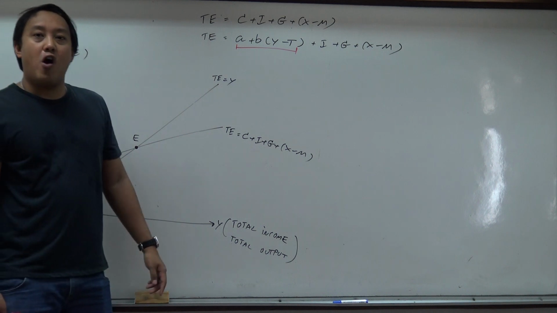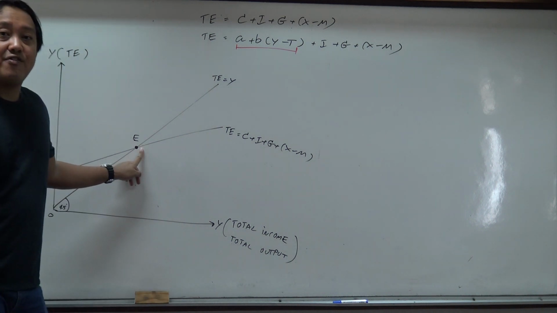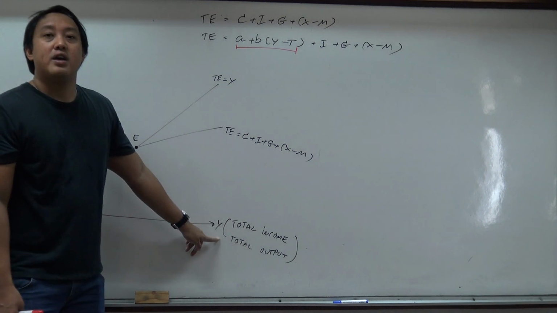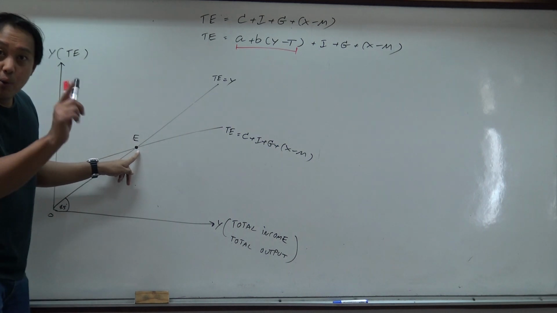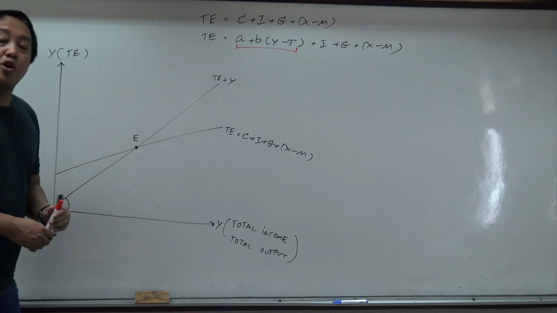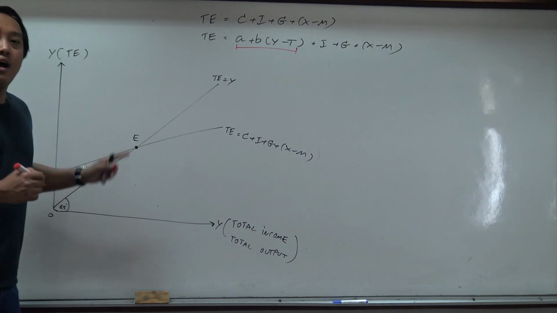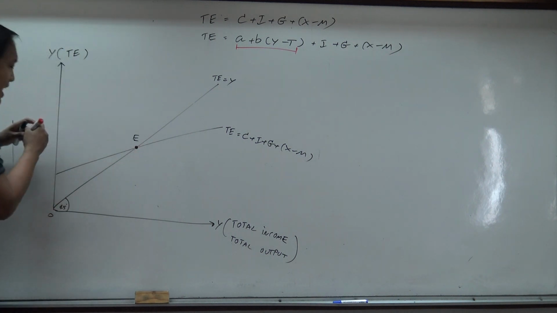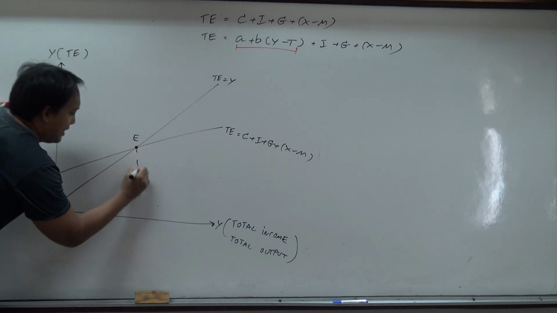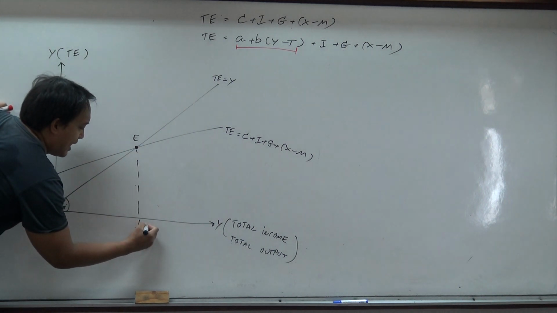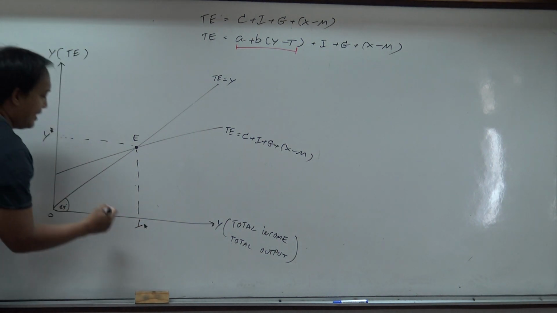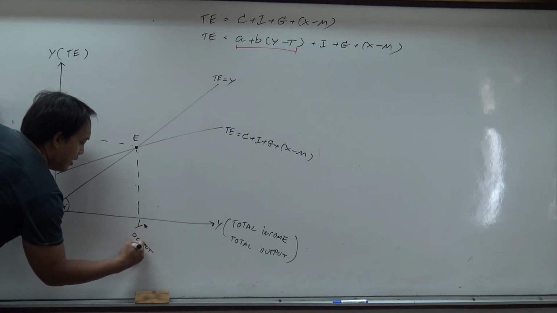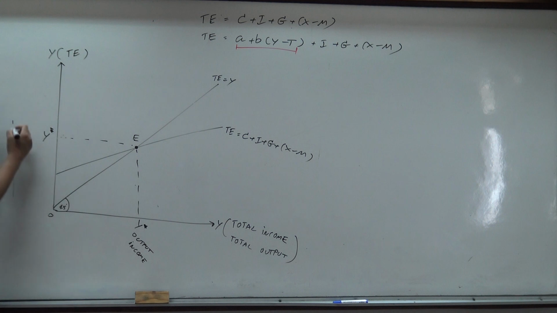As I mentioned before, a point on the 45-degree curve means that the horizontal always equals the vertical. So at this one point in the graph, point E, where total expenditure intersects with the 45-degree curve, it means that total income, Y star, total output, always equals total expenditure. Output, income equal expenditure.